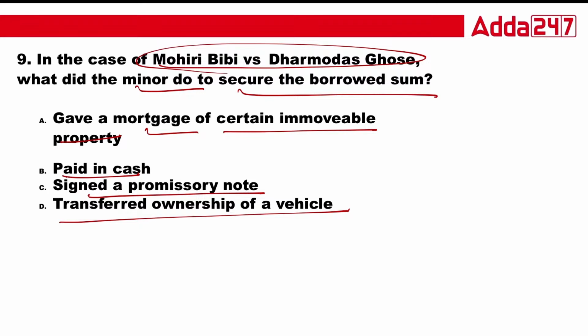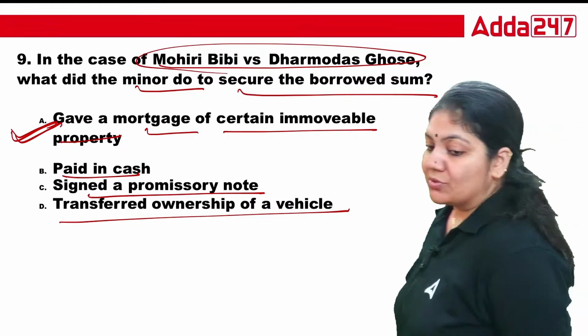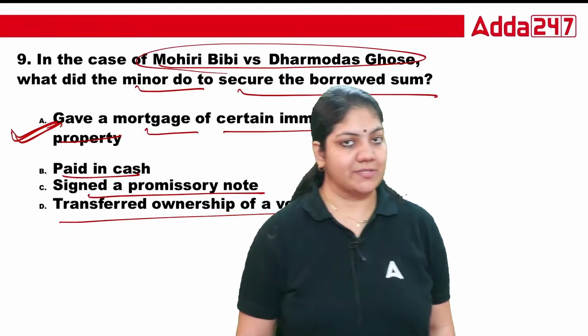In the case of Mohori Bibee versus Dharmodas Ghose, what did the minor do to secure the borrowed sum? Because the minor has made the mistake. So what did he do? If you remember, the case is very important from the examination point of view also. So class, in that case, he just gave a mortgage on certain immovable property. So A is the right answer for this question.